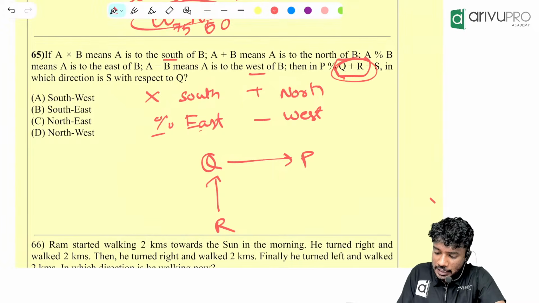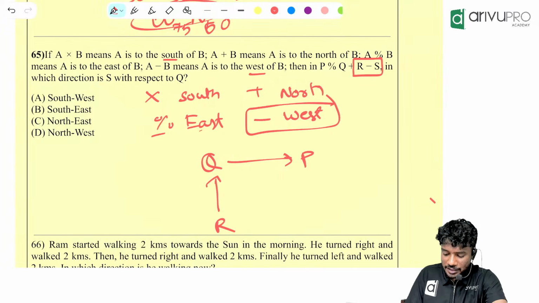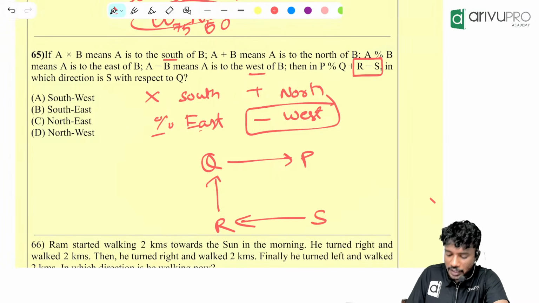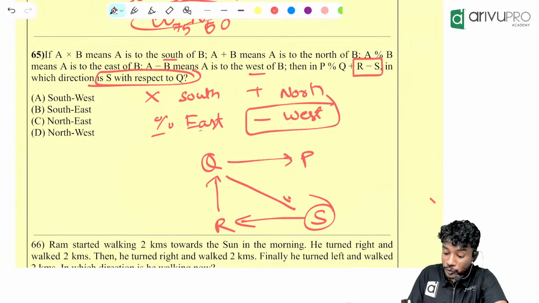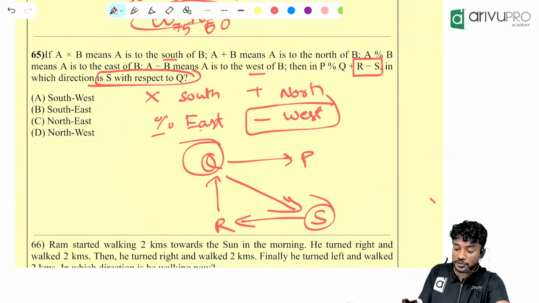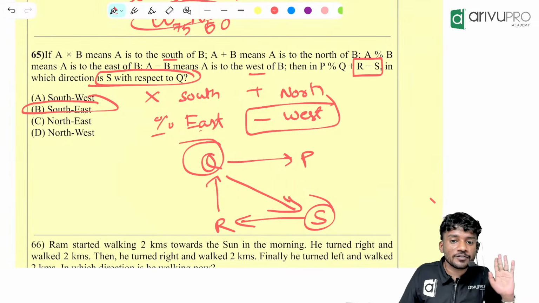Done. Then R minus S. R minus S means what? West. R is west of whom, people? R is west of S. Now tell me, S is in which direction with respect to Q? Southeast direction. Tell me, is it a repeated question? Yes. The same question we have done.